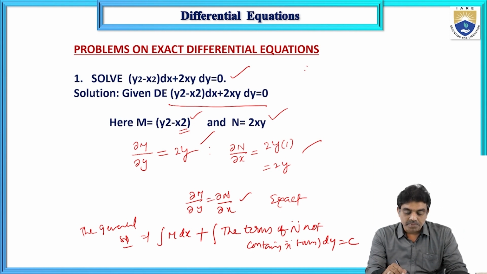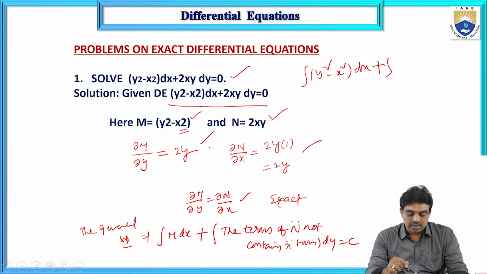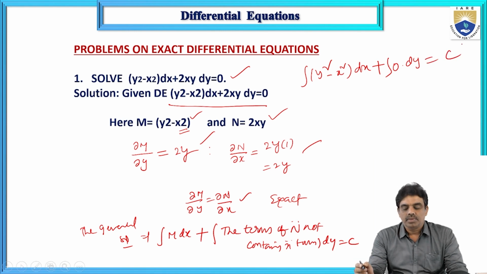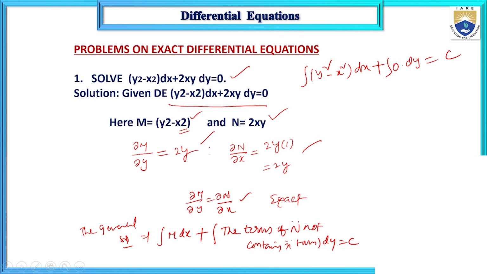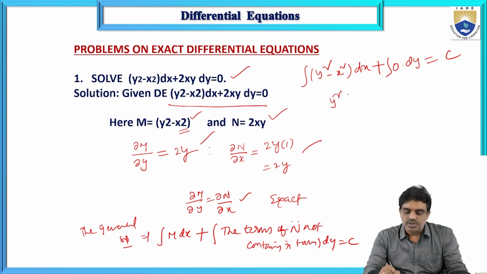So what is M here? Integral of (y² minus x²) dx plus integral of the terms of N not containing x terms. There is only one term in N and it contains x, so this is 0 into dy is equal to c. So what is the integration? When you are integrating with respect to x, treat y as constant. So y² integral dx minus integral x² dx is equal to c.